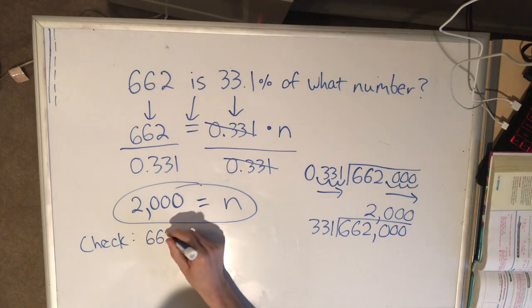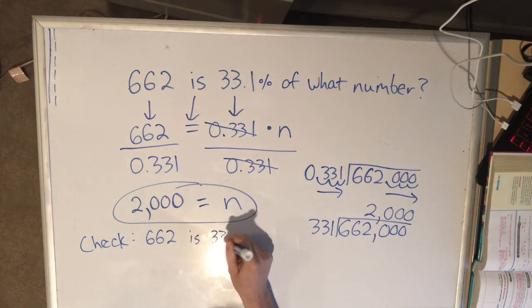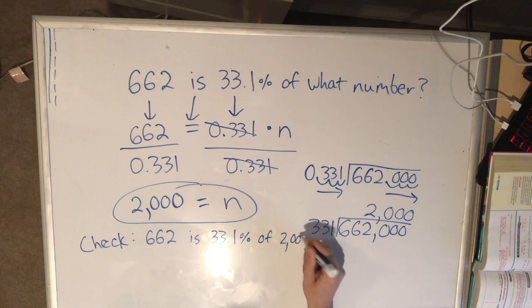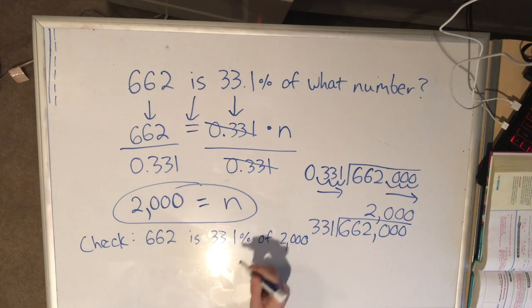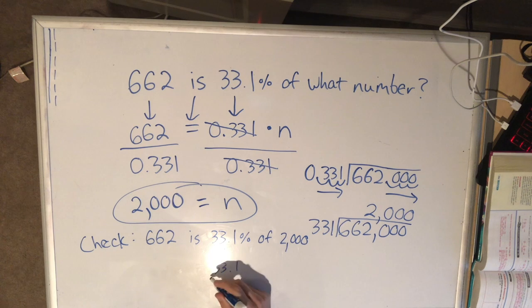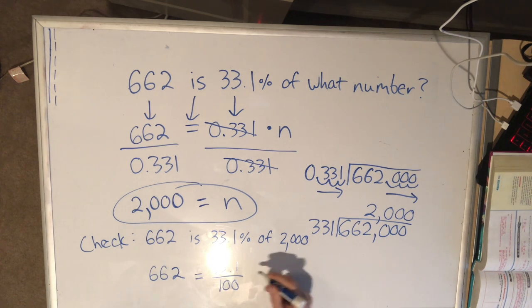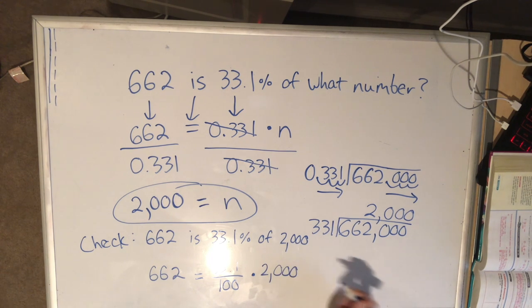So 662 is 33.1% of 2,000. This time, let's make the percent into a fraction by making it over 100. So we have 662 equals 33.1 over 100 of 2,000 is times 2,000. And the advantage of making that into a fraction is now we can cancel out the 2 zeros on top with the 2 zeros on the bottom. And let's work out 33.1 times 20.